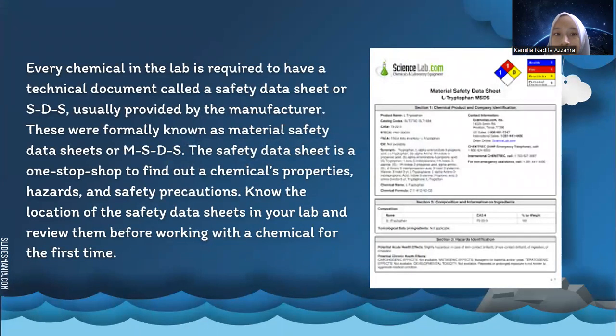Every chemical in the lab is required to have a technical document called a safety data sheet, or SDS, usually provided by the manufacturer. These were formerly known as material safety data sheets, or MSDS. The safety data sheet is a one-stop shop to find out a chemical's properties, hazards, and safety precautions. Know the location of the safety data sheets in your lab and review them before working with a chemical for the first time.